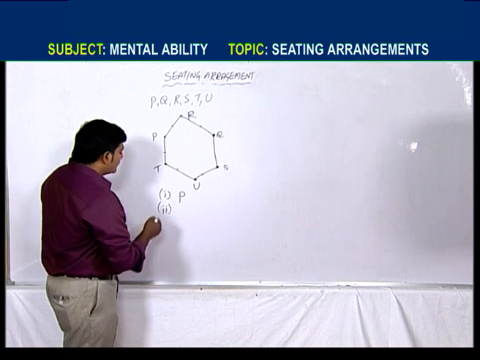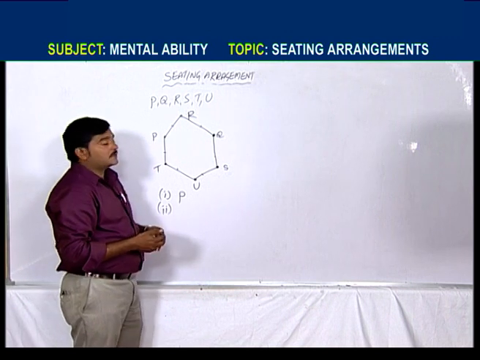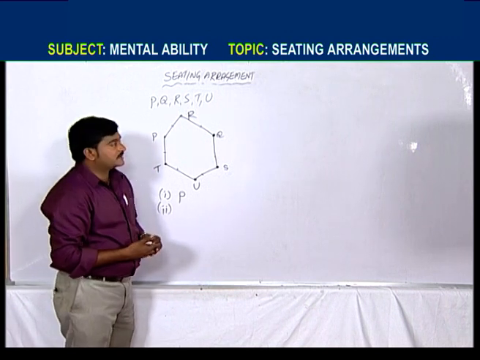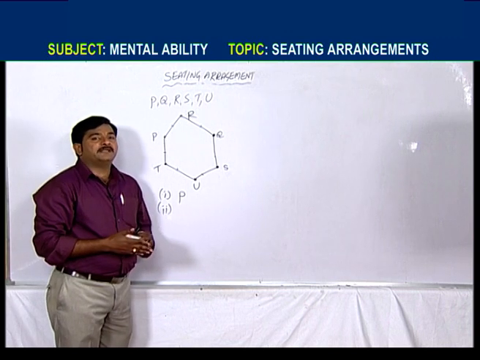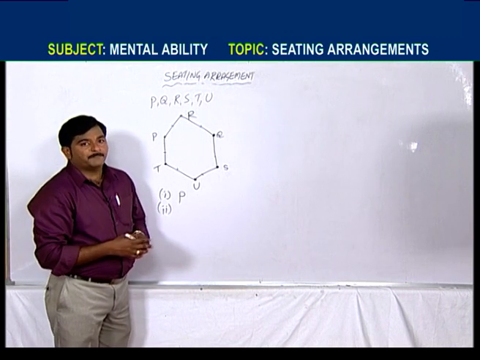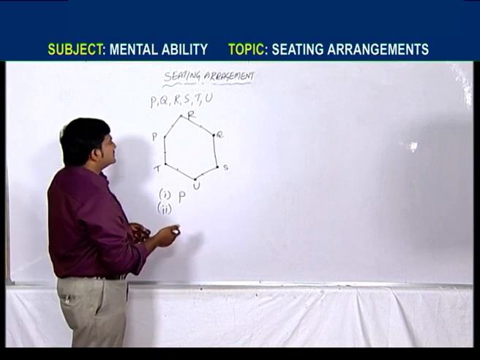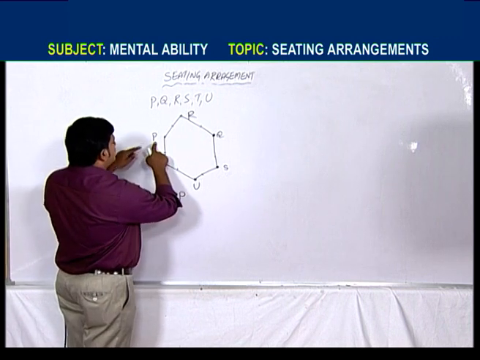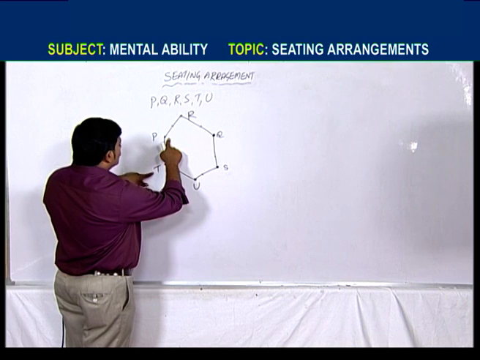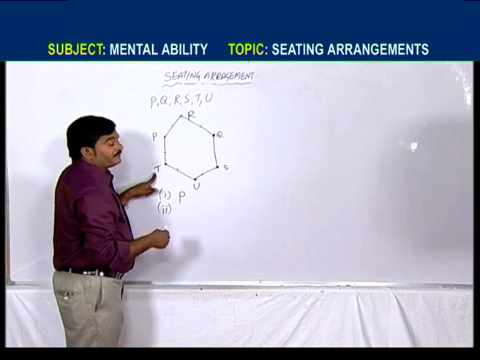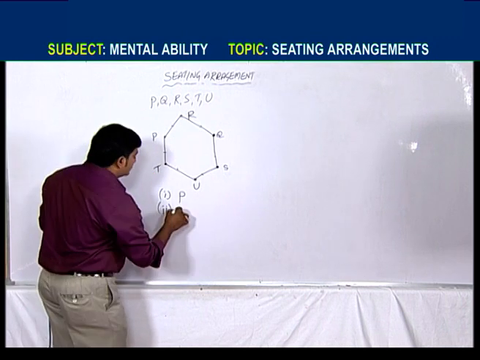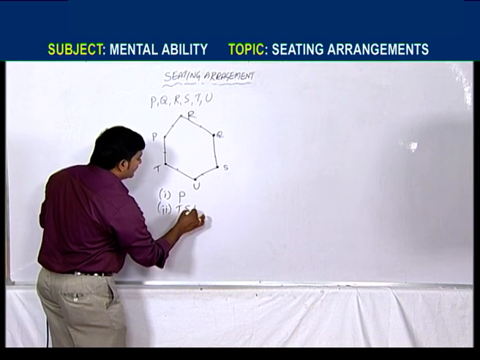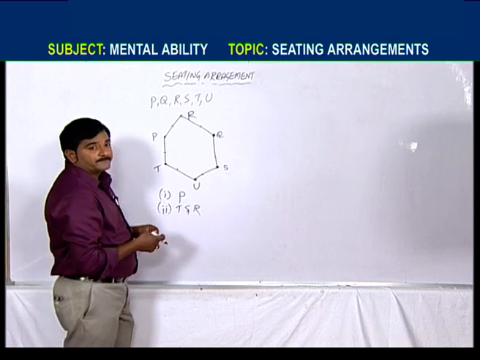Now question number 2. What is the second question about? He asked to find P sits in between whom? Observe here, what is the position of P? This is the position of P at this corner. Who sits in between P? T and R.